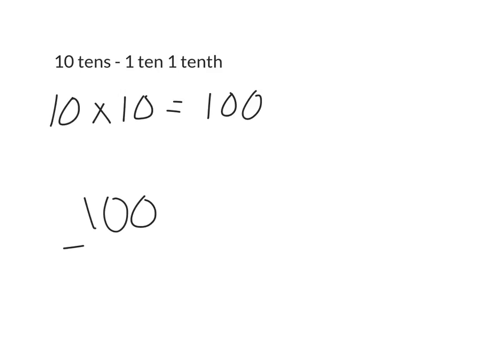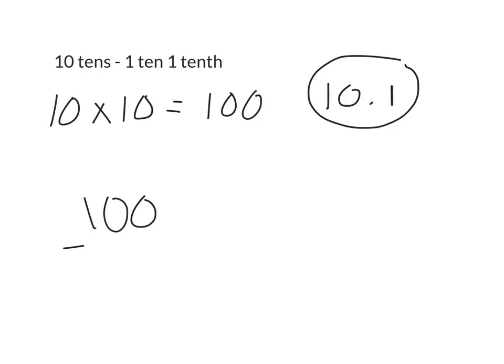So if I think about place value, I know that here's my 10, my decimal point would come here, and then I also have 1/10, and that is the next place value here. So this is what 10 and 1/10 looks like. So I'm going to subtract that 10 and 1/10 from my 100.